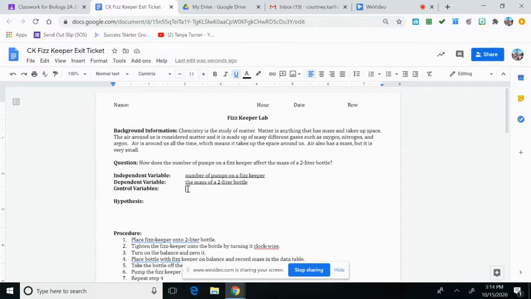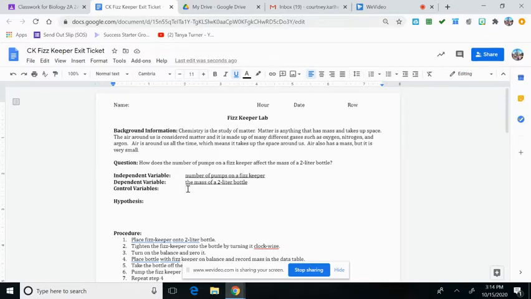So if you read the directions or if you read the question again, there's going to be this contraption. It's called a fizzkeeper. We put it on top of a 2-liter bottle. It kind of works like how nowadays the automatic soda streams work, and how it puts the carbon dioxide and the oxygen into your water, and it makes it like soda water. That is what this fizzkeeper does if there was liquid in the bottle. Our bottle does not have liquid.